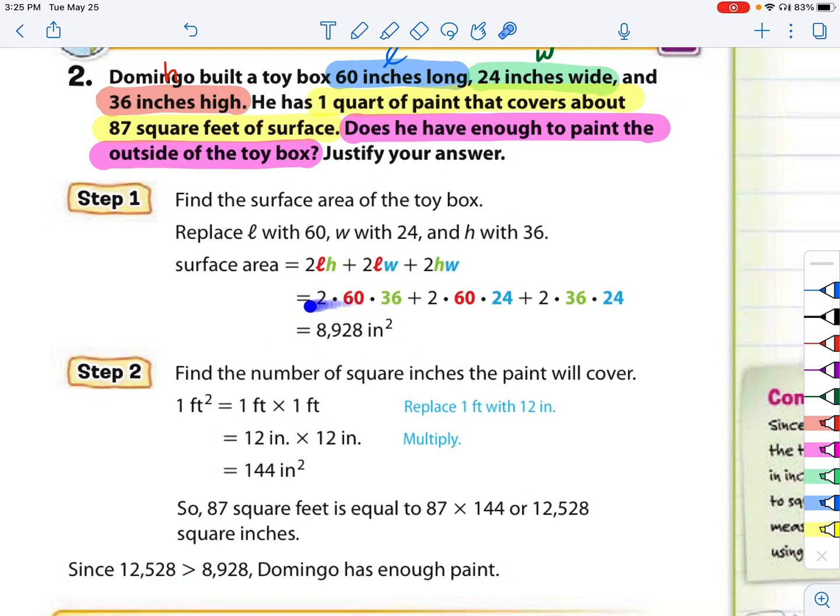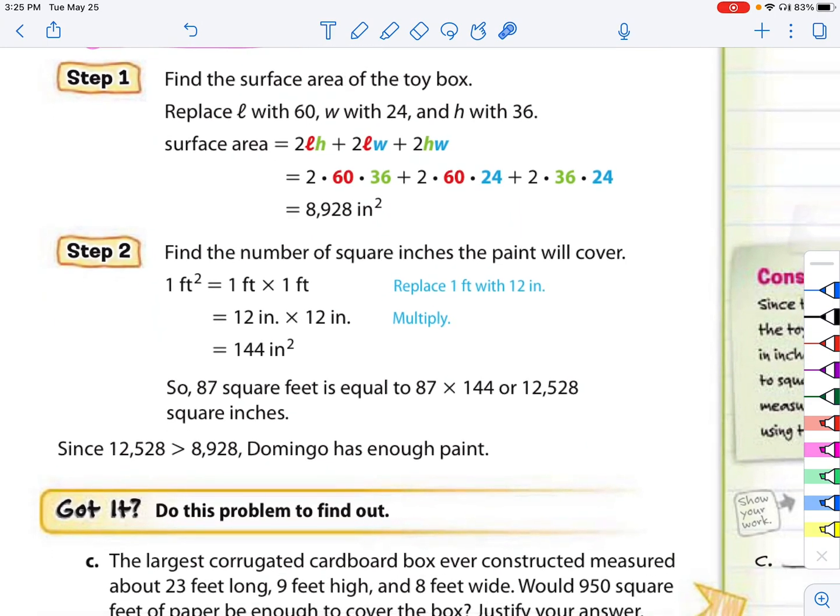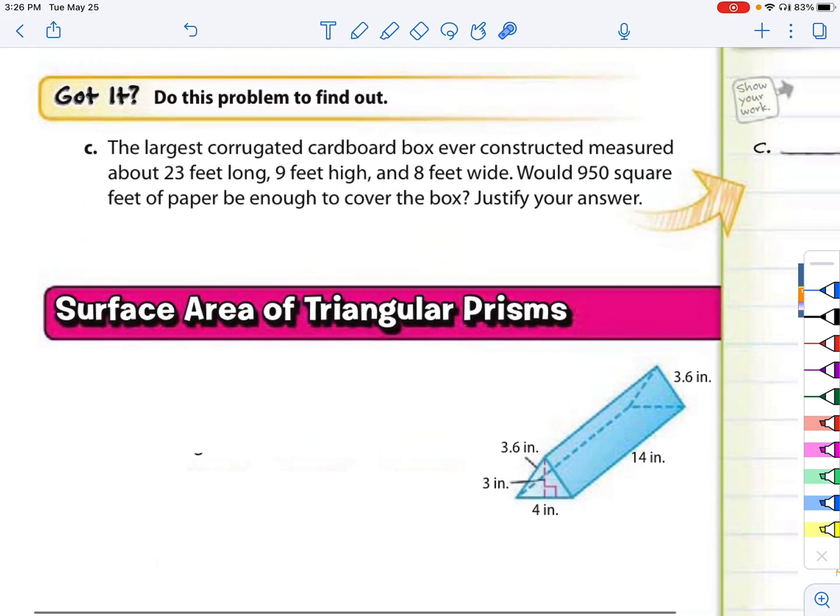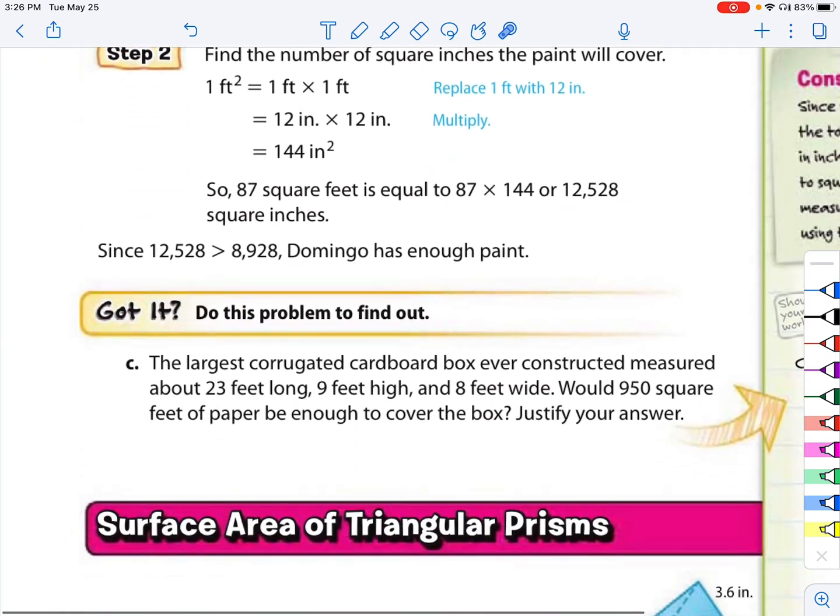Again, we find the surface area. Then we convert 1 square foot into inches, and we multiply it by 87, which is the amount of surface area 1 quart can cover. And then we start comparing. Since we know that 1 quart can cover 12,528, and it's greater than the surface area of our toy box, Domingo has enough paint. Do the got it problem, and let's see if you understand.